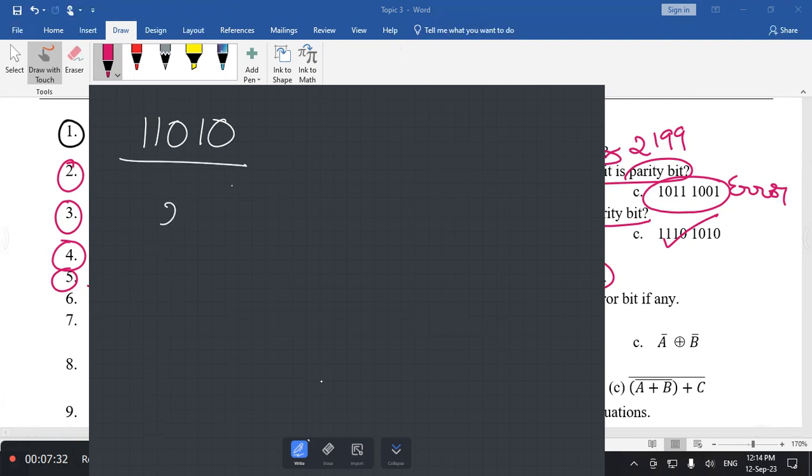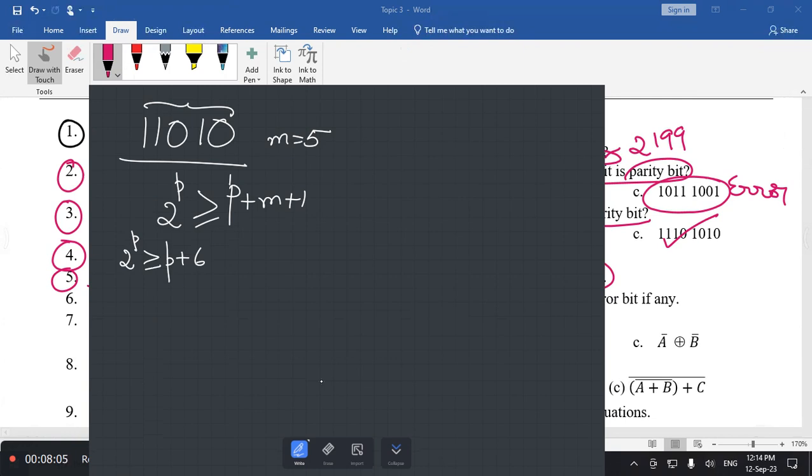Okay? You know 2 to the power of p greater than or equal to p plus m plus 1. What is m here? M is 5. Why is m 5? Because there are 5 message bits. Now you just see 2 to the power of p greater than or equal to p plus 6. Can you tell me which p is going to match this relation? 4, right? 4 is going to match your relation.